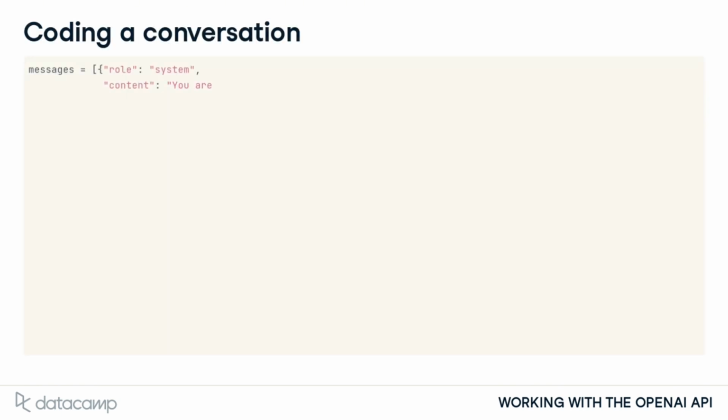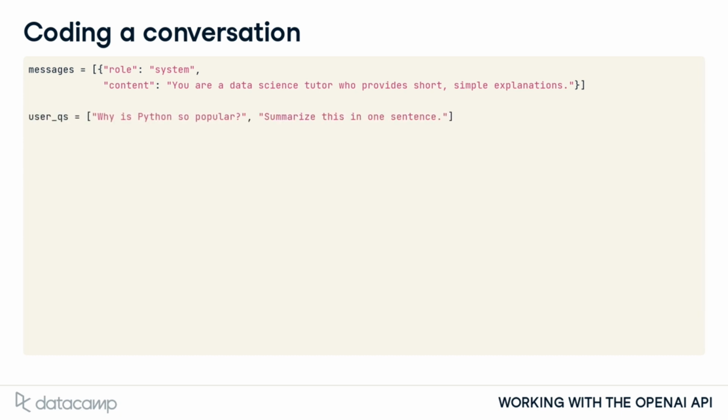We start by defining a system message to set the assistant's behavior. You can also add user assistant example messages here if you wish. Then we define a list of questions. Here we ask why Python is popular, and then ask it to summarize the response provided in one sentence, which requires context on the previous response.